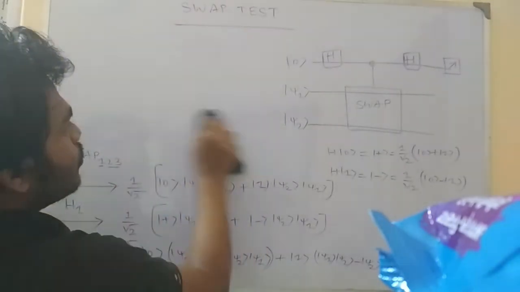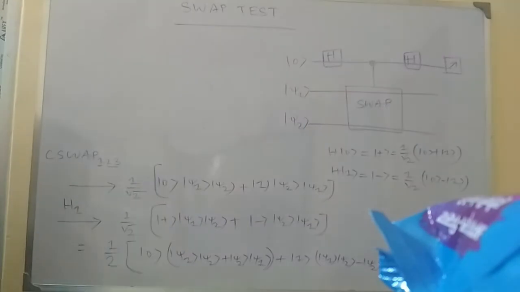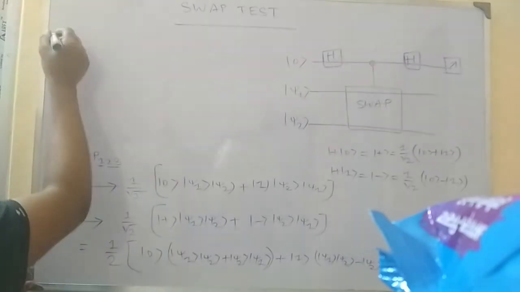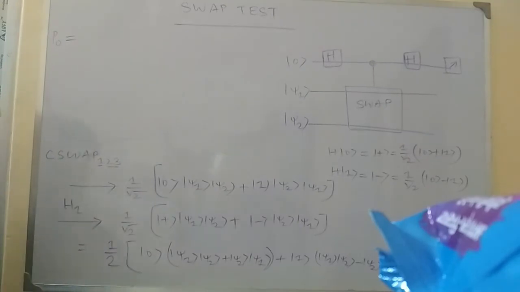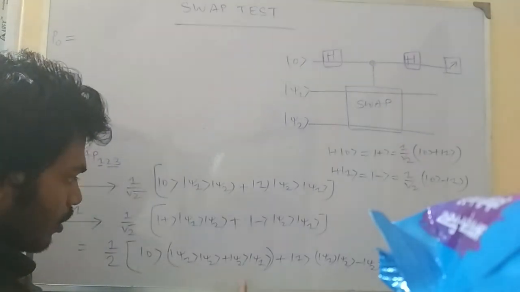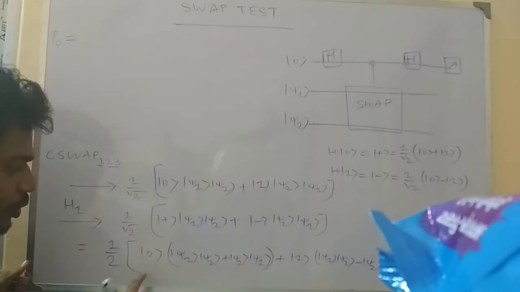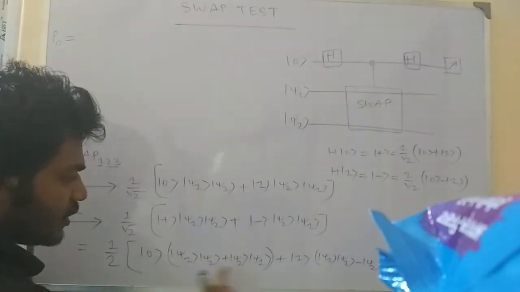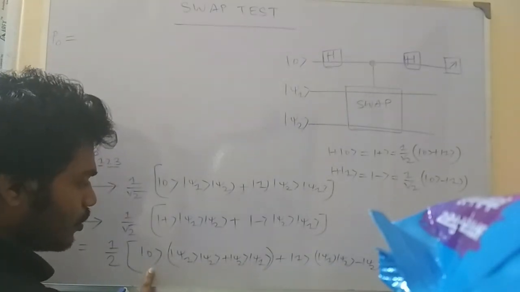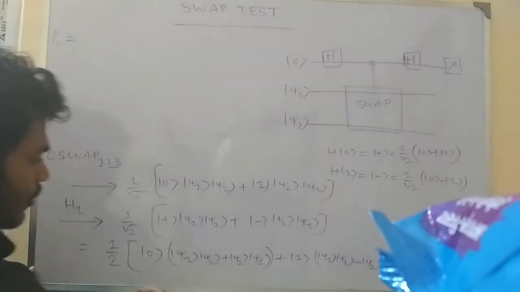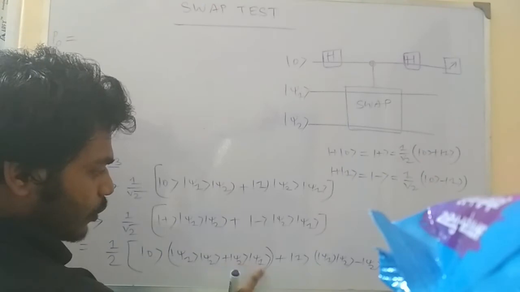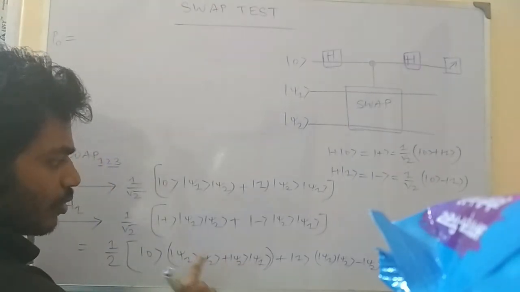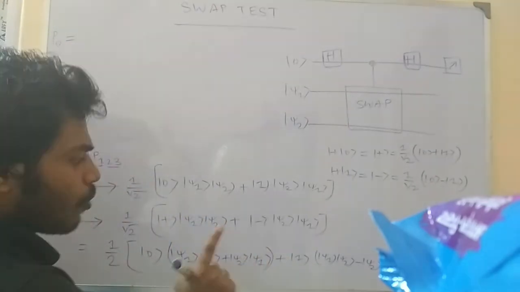So the probability of getting 0 on the first qubit, let's say P0, will be equal to the coefficient of 0 here, right? Because all the states are entangled here, so the coefficient of 0 and that mod square. So here the 0 coefficient is 1 by 2, and psi 1 psi 2 plus psi 2 psi 1 is here. So all of that mod square will be the probability of 0.